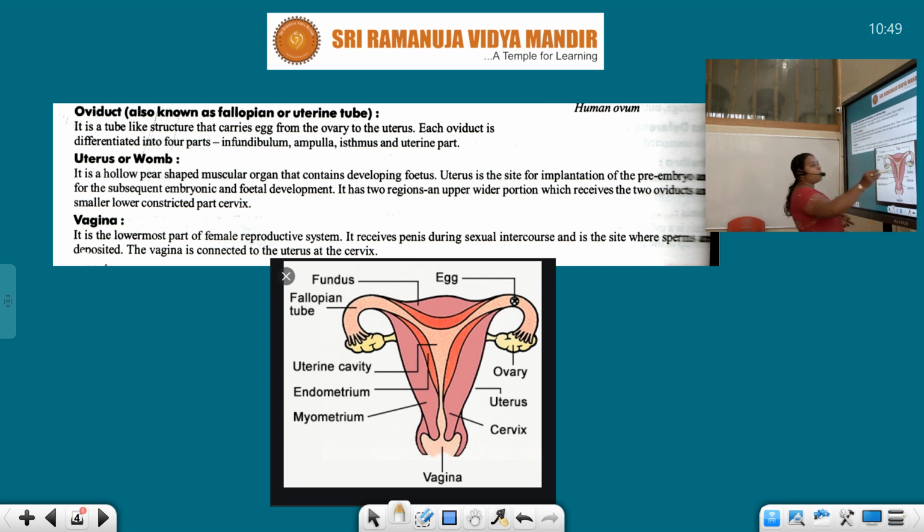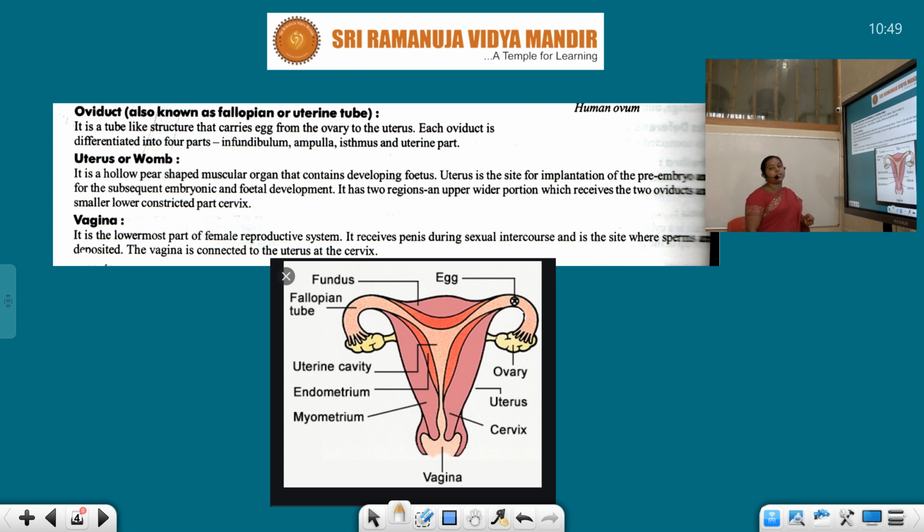See students, whatever ovum is released by the ovaries is going to accumulate in our oviduct, and then if it is fertilized, it is going to settle in the uterus.